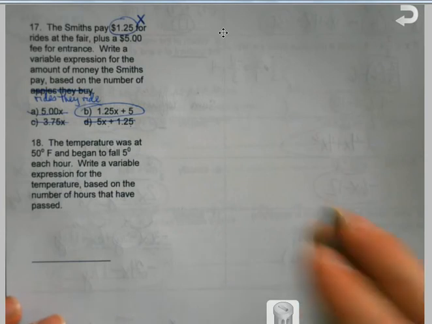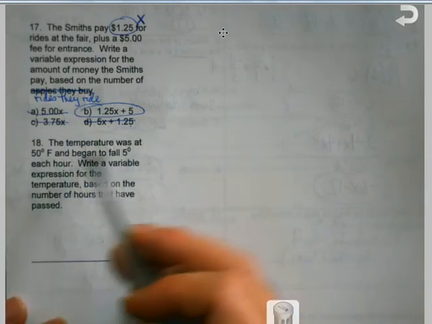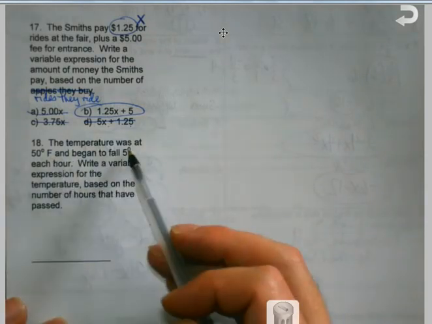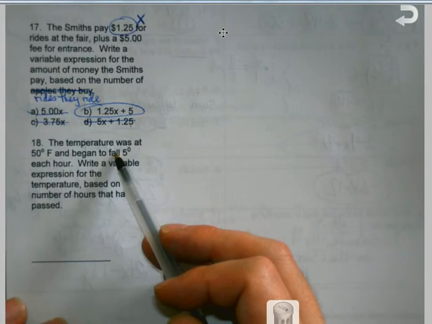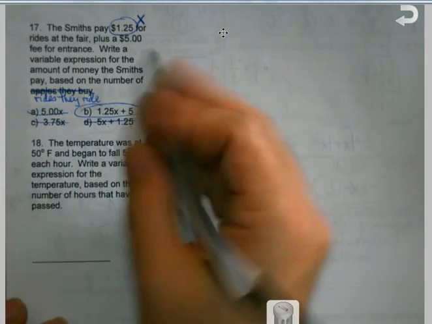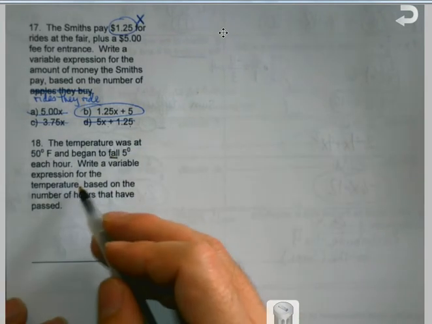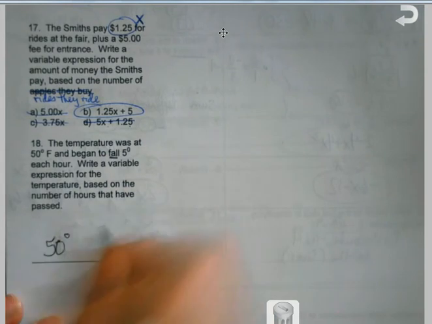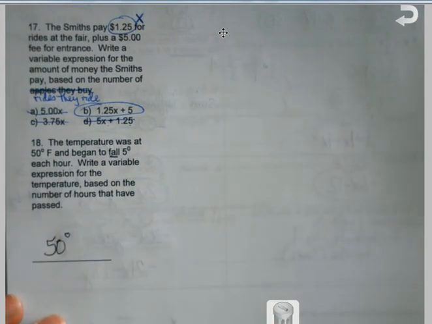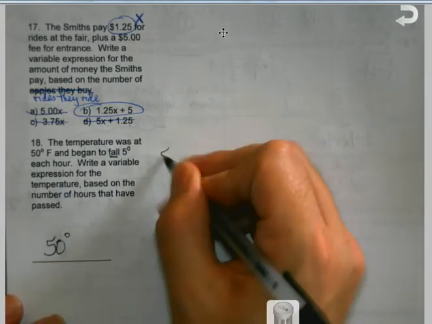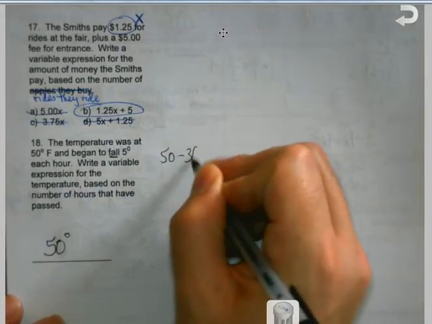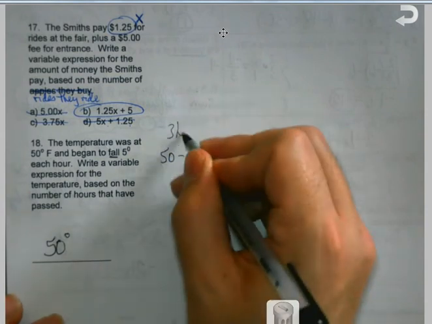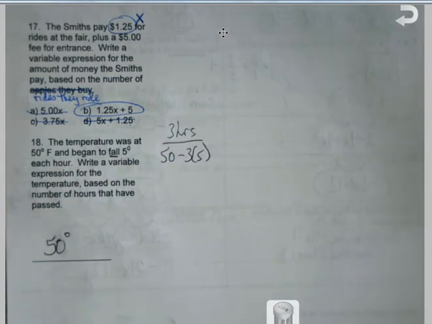All right, let's see what else we got here. Word problems are coming to an end, but the temperature was at 50 degrees and began to fall 5 degrees each hour. If it's falling, is it going up or down? Down. Write a variable expression for the temperature based on the number of hours that have passed. Okay, so it started at 50 degrees. And let's say it had been 3 hours that had passed. You'd be like, well, it'd be 50 minus 3 times 5. If 3 hours would have passed. I'm just saying, for example.